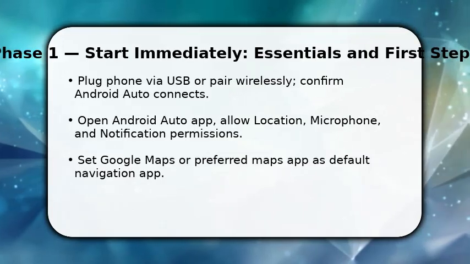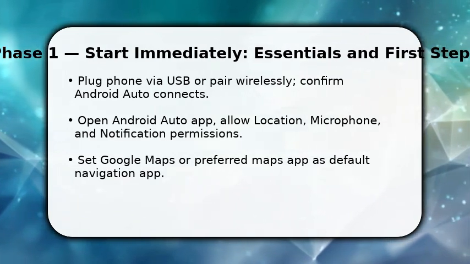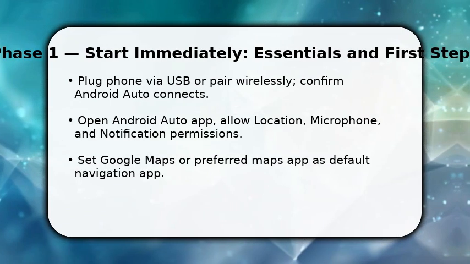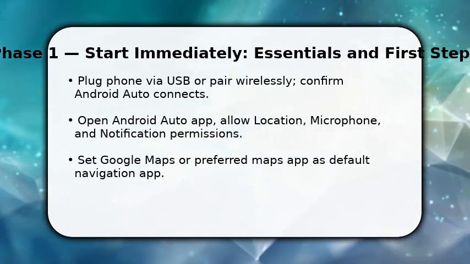Start by connecting your phone to the car, plug the USB or complete wireless pairing. Once connected, open Android Auto and accept location, microphone, and notification permissions so navigation works.